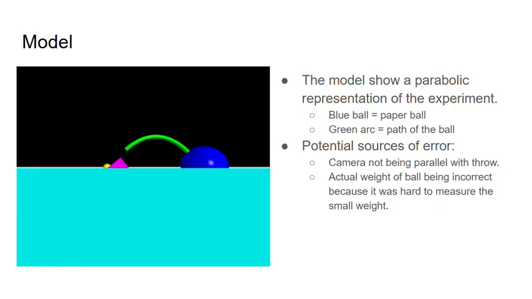This is the model I created using code to represent how the ball moved. The model shows a parabolic representation of the experiment. The blue ball in the model represents the paper ball, and the green arc represents the path of the ball. Potential sources of error were that the camera was not parallel with the throw, and that the actual weight of the ball was incorrect. It was hard to weigh the ball because it didn't weigh much.